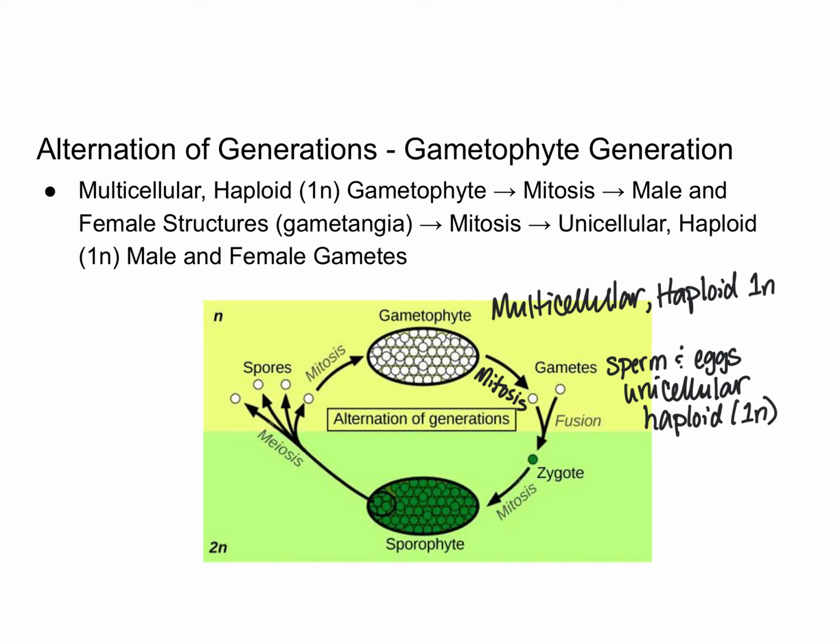And remember, in mitosis, whatever you start out with as the parent cell, you have to end up with the daughter cells having the same ploidy. So in both of these cases of mitosis, the parent cell is haploid, which means that the daughter cells also have to be haploid. And I kind of jumped over this one part about the male and female structures, the gametangia, and we'll talk about those a little bit more when we talk about the specific life cycles of mosses and ferns.